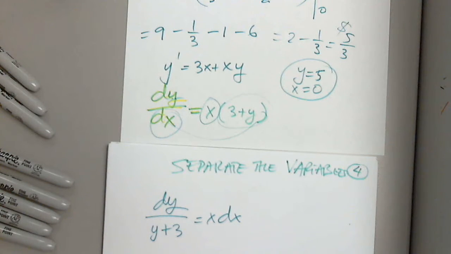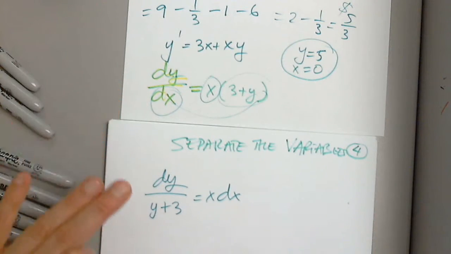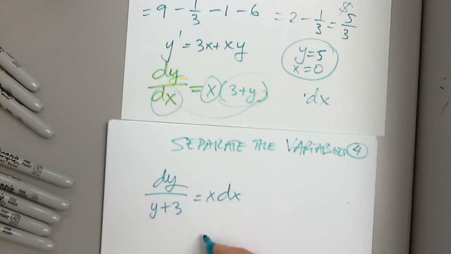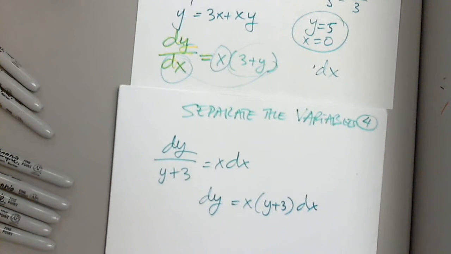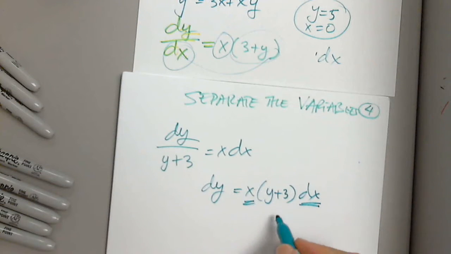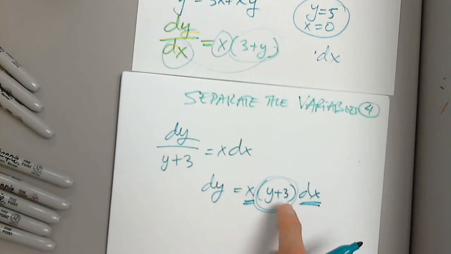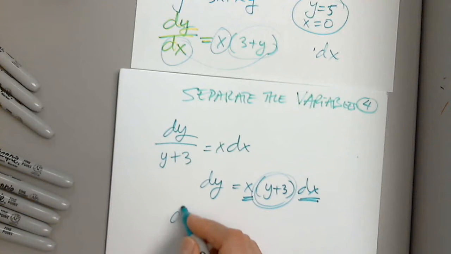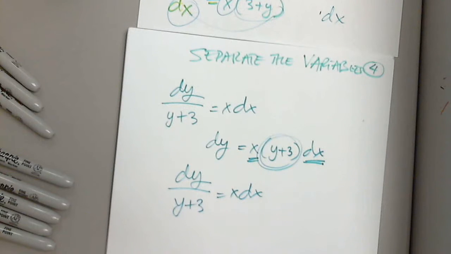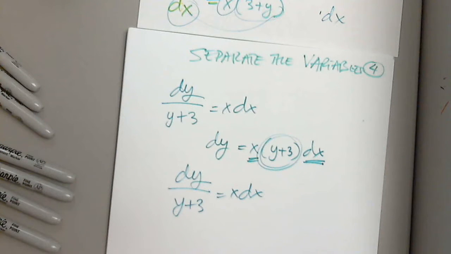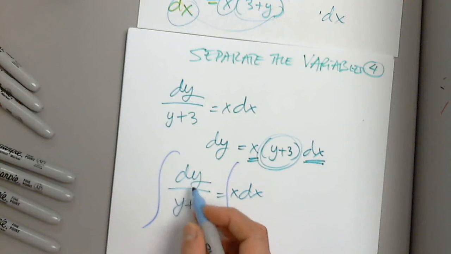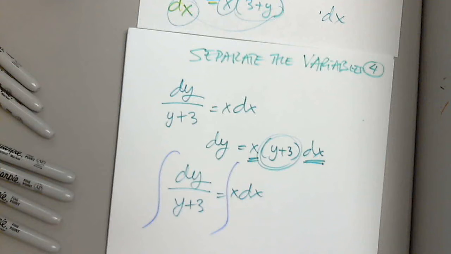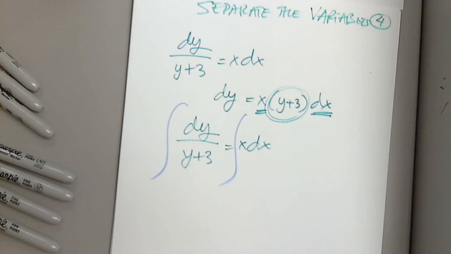So let me do that from the beginning. Multiply both sides by dx, so you get dy equals x times (y plus 3) dx. You will keep x and dx on this side, but you have to get rid of this, and the only way we can get rid of it is by dividing. So you get dy over y plus 3 equals x dx. And we managed to separate the variables, which means that we will integrate now x dx and dy over y plus 3. And we will be using only one constant.